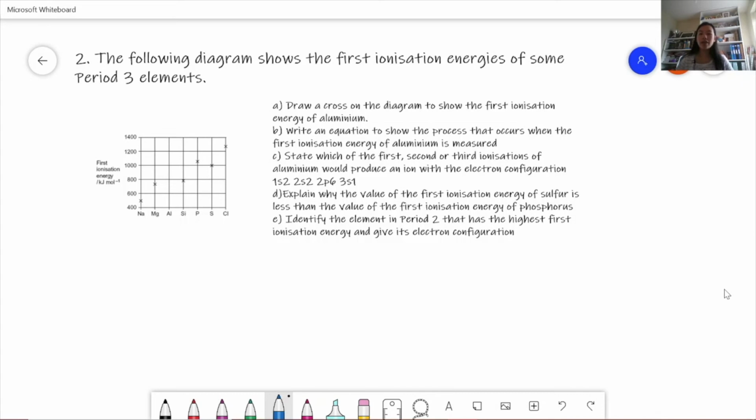So if we have a look at magnesium and we have a look at its electron configuration, it'll be 1s2, 2s2, 2p6, 3s2. And then if we have a look at aluminium, we have all of that. So 2s2, 2p6, 3s2. But we have an extra electron, 3p1. And what we know is that 3p is of a higher energy level than 3s.